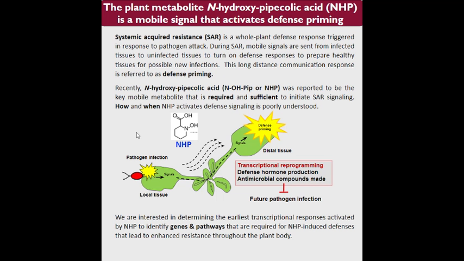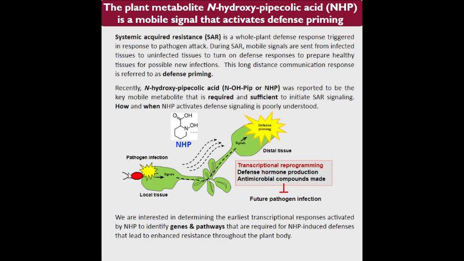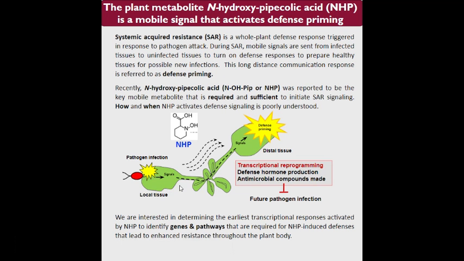Recently, N-hydroxypipecolic acid, otherwise known as NHP, was reported to be the key mobile signal that is required and sufficient to initiate SAR signaling. So here we see a visual representation of that. We see that our red pathogen here infects a local leaf tissue, which causes mobile signals to be sent to this distal leaf tissue. We see then that this distal leaf tissue is now primed for defense against this pathogen, even though the infection happened in this local leaf.